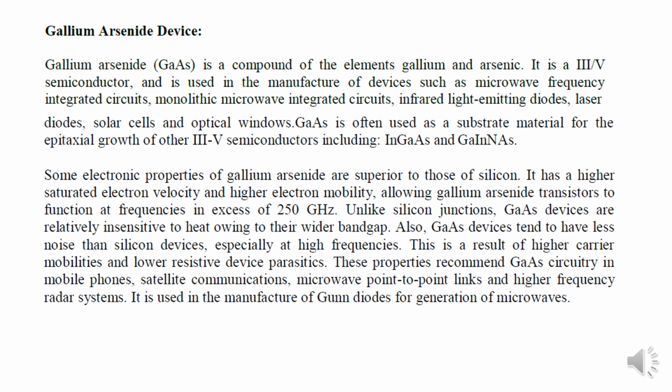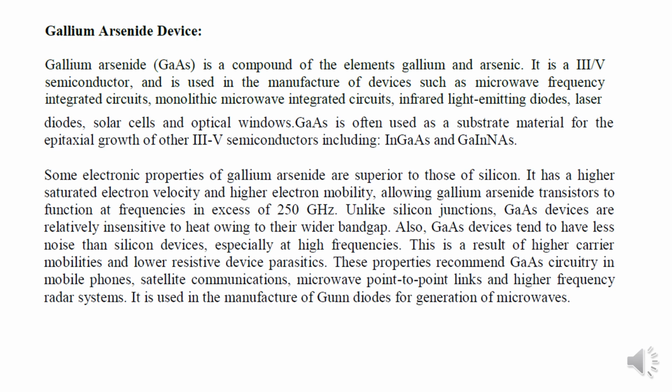Gallium arsenide is often used as a substrate material for the epitaxial growth of other III-V semiconductors, including InGaAs and GaInNAs. Some electronic properties of gallium arsenide are superior to those of silicon. It has a higher saturated electron velocity and higher electron mobility, allowing gallium arsenide transistors to function at frequencies in excess of 250 GHz.